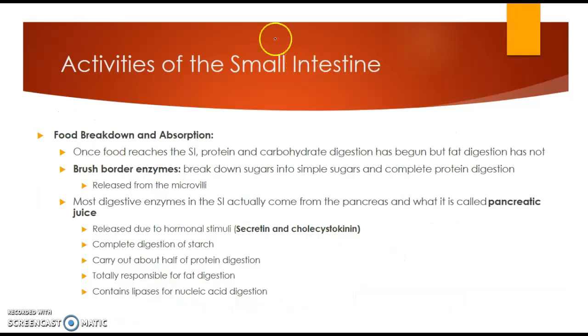All right, we're going to go ahead and pause there, and when we come back, we're going to finish up with our activities of the small intestine, the activities of the large intestines, and a little bit of nutrition.